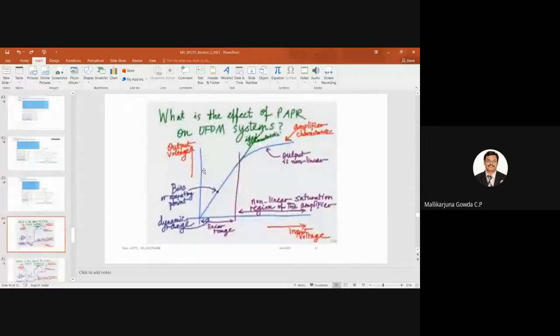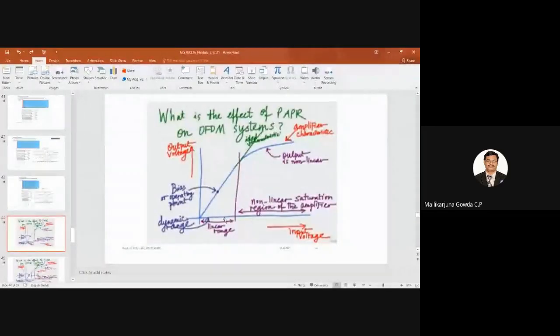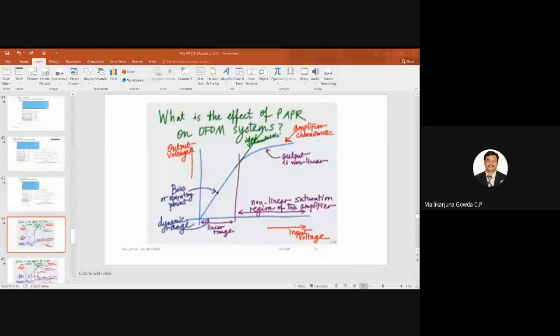Okay, let me skip this. To understand what is the effect of this PAPR on the OFDM system, fine. Are you able to see my slide? Let me try to say what is the effect of this PAPR. So what is the effect of PAPR on the OFDM system? We all know the characteristics of the amplifier.